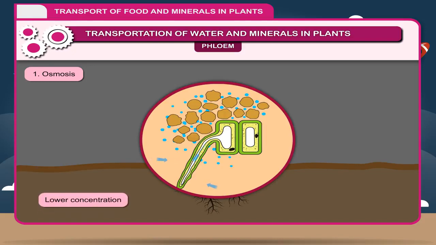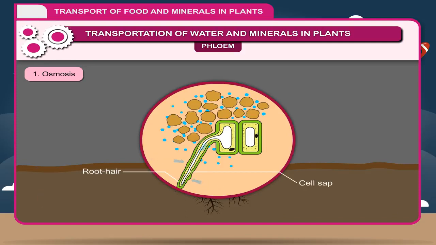1. Osmosis. It involves the movement of solvent molecules, water, from a region of their higher concentration to a region of their lower concentration through a semi-permeable membrane. In root hair cell, the cell sap is more concentrated than the surrounding capillary water. Thus, water moves into the root hair cell by the process of osmosis.